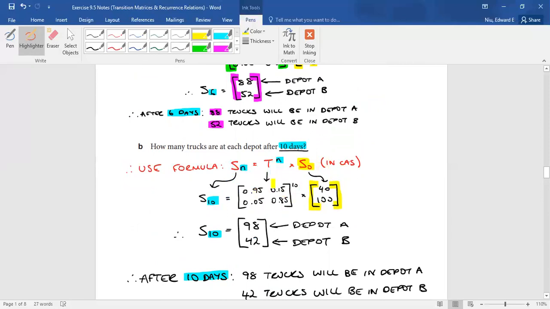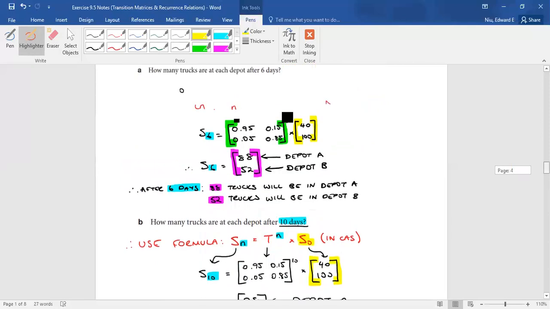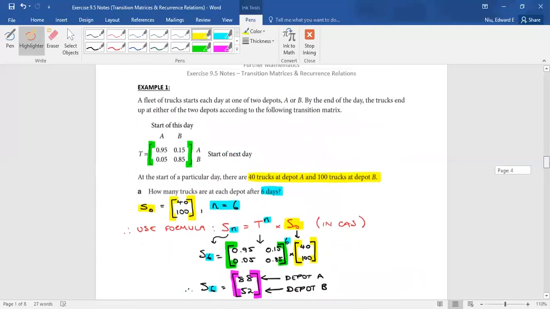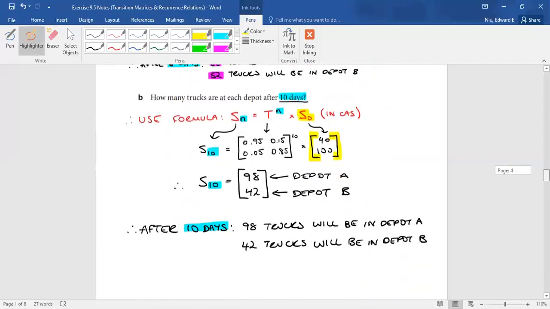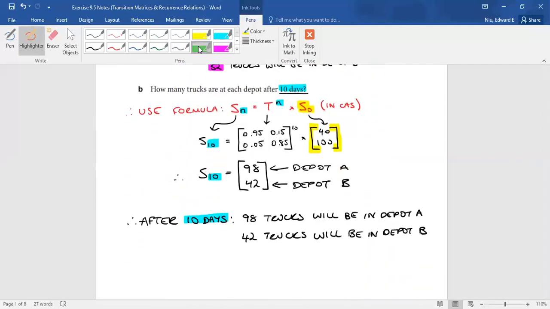And this transition matrix, what color do we have that? That transition matrix was the original one from the top, and that's green. And our power is going to be the context that we're talking about, which is 10 days. So after 6 days, we know the answer, but after 10 days, we just plug in these values and put the right side into your CAS.